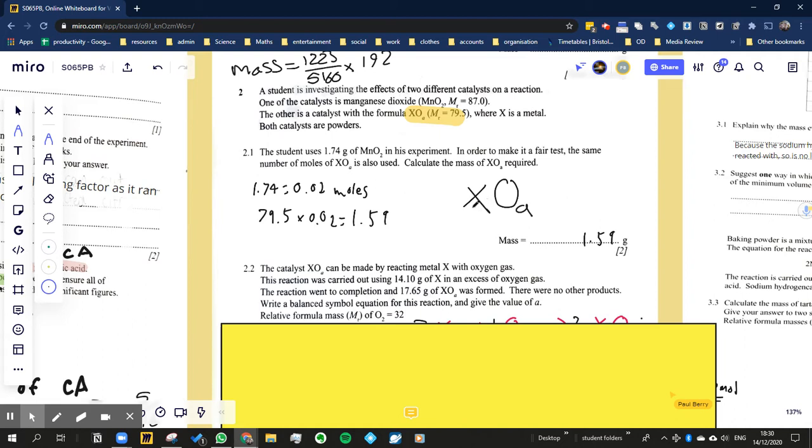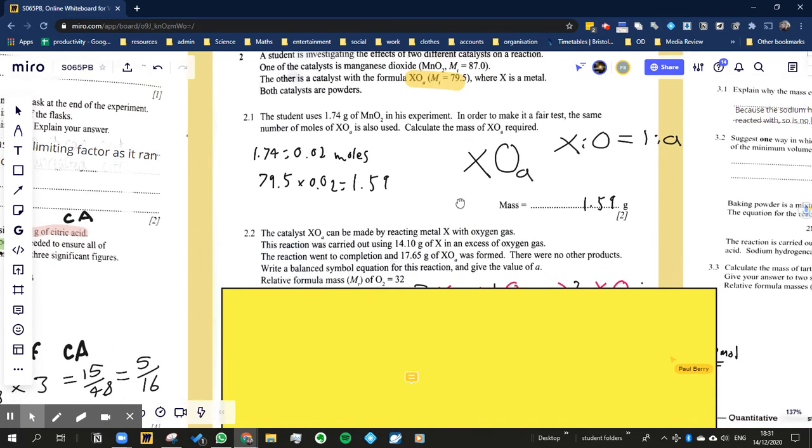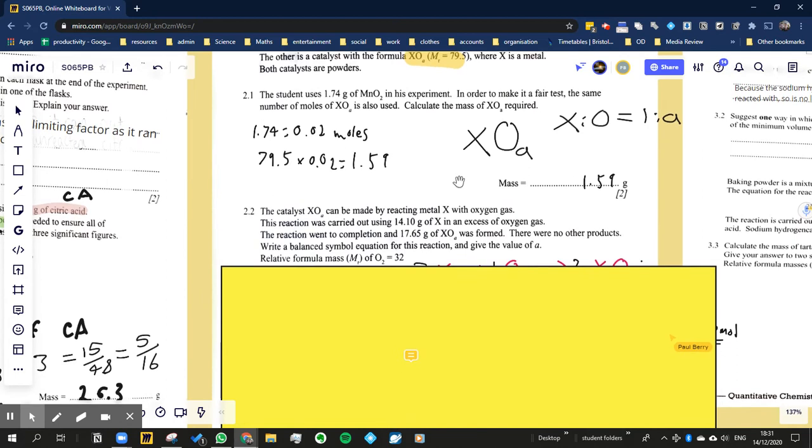If it was a covalent compound, then there would be one atom of X in a molecule, and we don't know how many atoms of oxygen in the molecule. Otherwise, we just talk about it in terms of ratio. So we would say X to O is the same as 1 to A. A could be 1, 2, or 3. It's got to be a positive integer, of course, but other than that, we can't say much more.